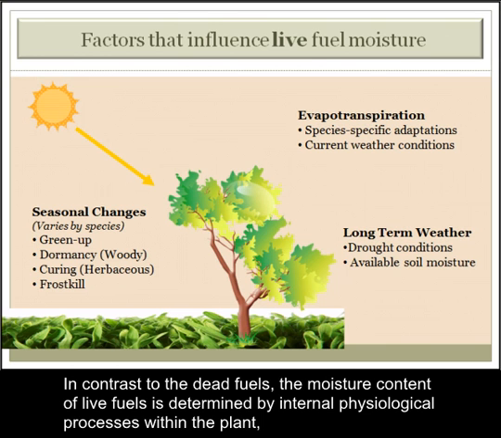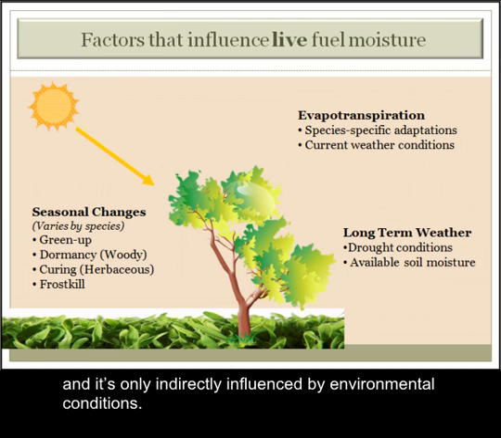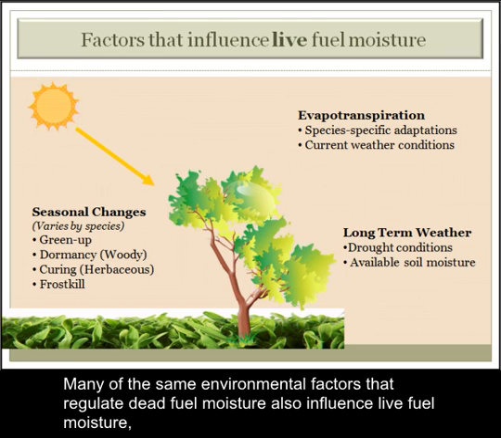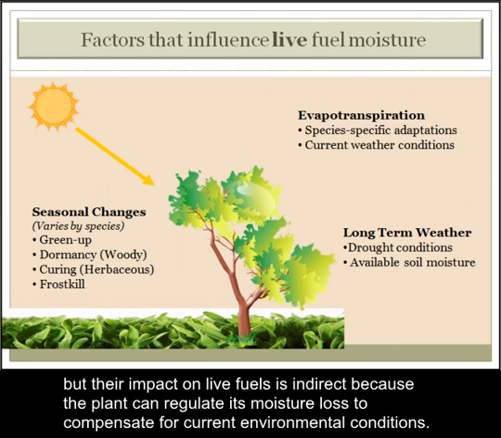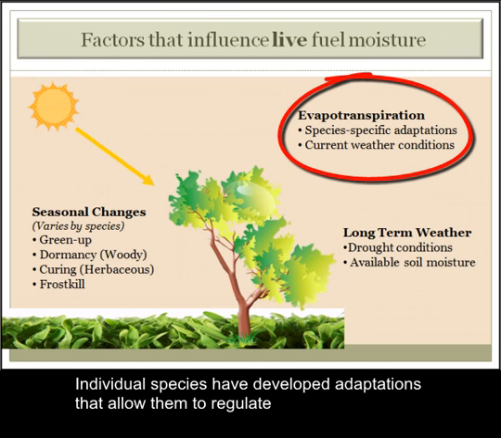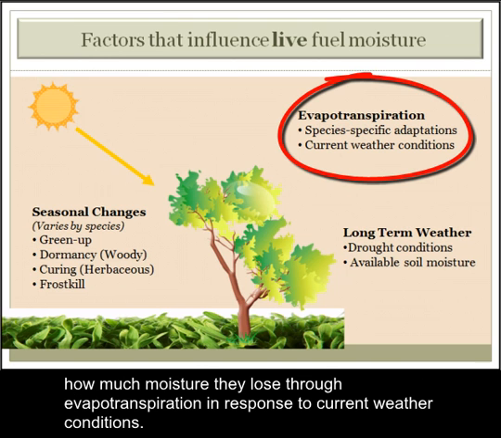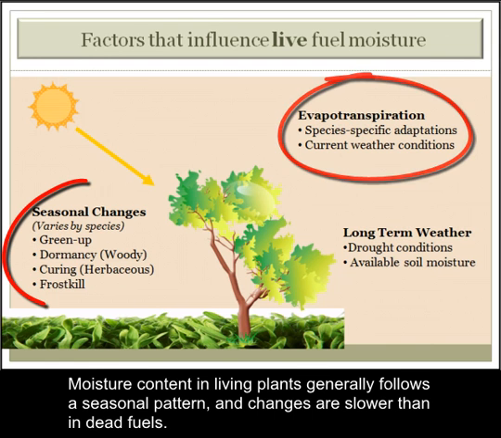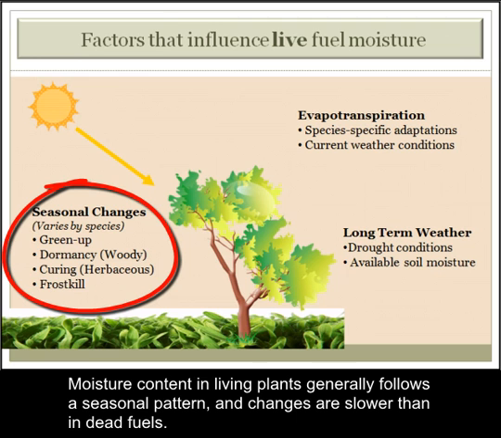In contrast to the dead fuels, the moisture content of live fuels is determined by internal physiological processes within the plant, and it's only indirectly influenced by environmental conditions. Many of the same environmental factors that regulate dead fuel moisture also influence live fuel moisture, but their impact on live fuels is indirect because the plant can regulate its moisture loss to compensate for current environmental conditions. Individual species have developed adaptations that allow them to regulate how much moisture they lose through evapotranspiration in response to current weather conditions. Moisture content in living plants generally follows a seasonal pattern, and changes are slower than in dead fuels.